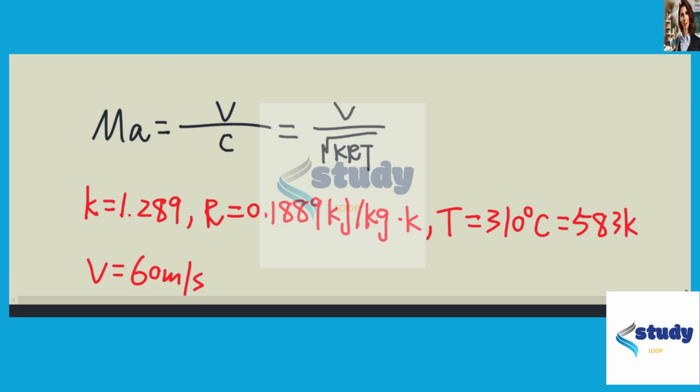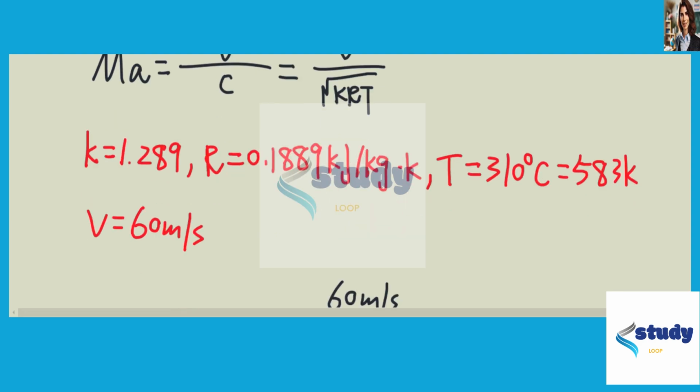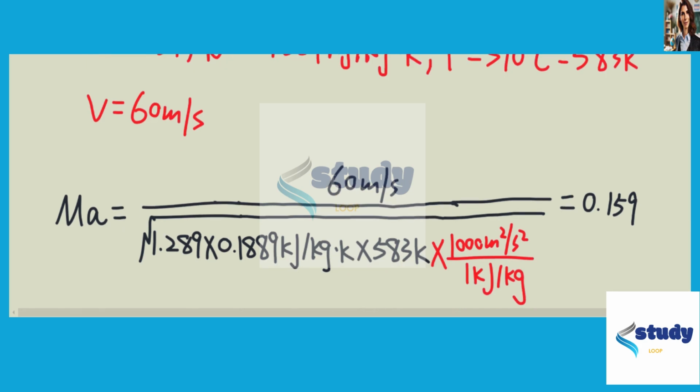Okay, so for this question, we need to determine the Mach number first, which is equal to V over C, which is equal to V over square root KRT. So we know the specific heat ratio for the carbon dioxide is equal to 1.289, and the gas constant for the carbon dioxide is 0.1889 kilojoule per kilogram times Kelvin. And we know the given temperature is 310 degrees Celsius. If we convert to Kelvin, it's about 583 Kelvin. And we know the velocity is given as 16 meters per second. So if you plug in that equation, eventually you have the Mach number is about 0.159.